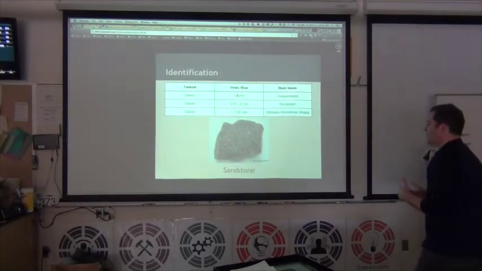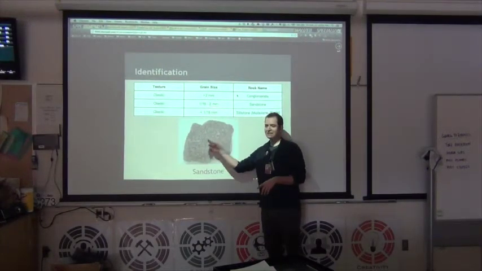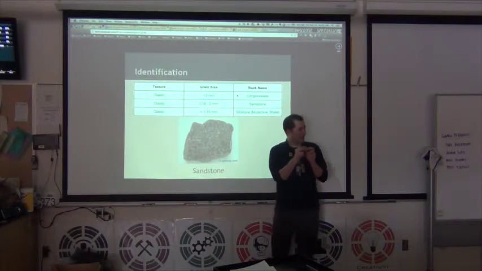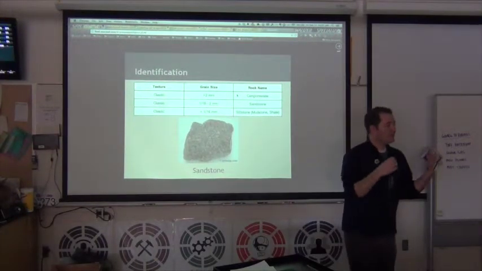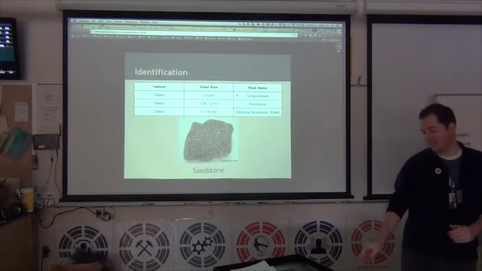Okay, this one is sandstone, and we can kind of see the sizes in here. We can see the little granules. So they would be the size that we set for class for sand, and that makes it sandstone.